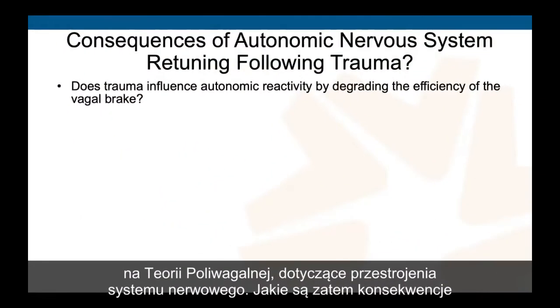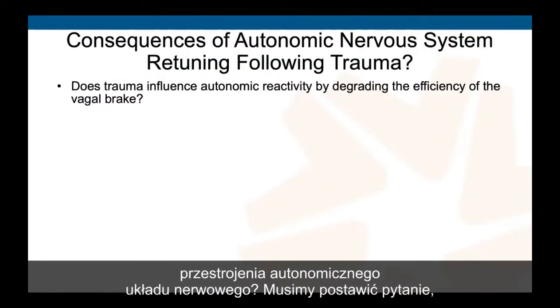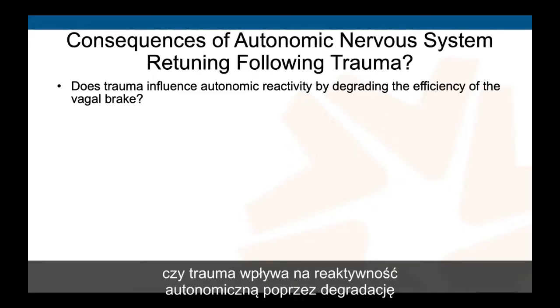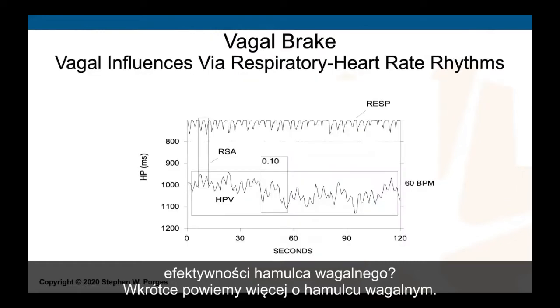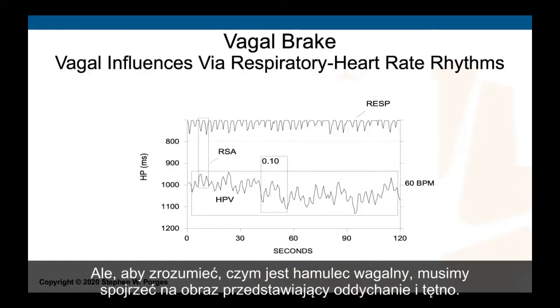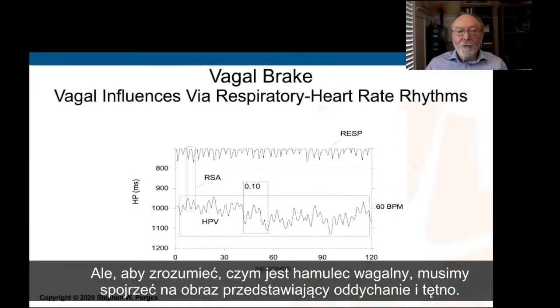So what are the consequences of retuning the autonomic nervous system? And we have to start asking questions like, does trauma influence autonomic reactivity by degrading the efficiency of the vagal brake? And we're going to shortly talk more about the vagal brake. But to understand what the vagal brake is, we have to look at a picture of respiration and heart rate.